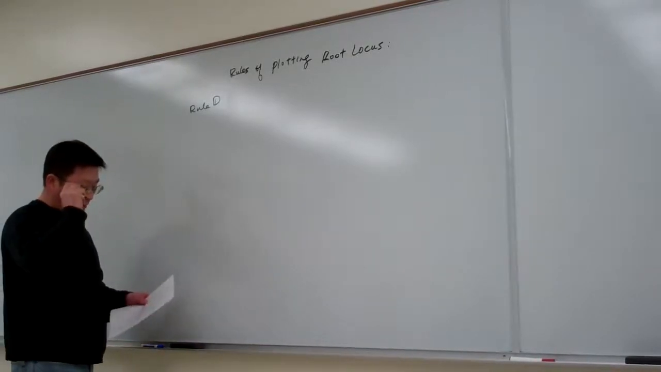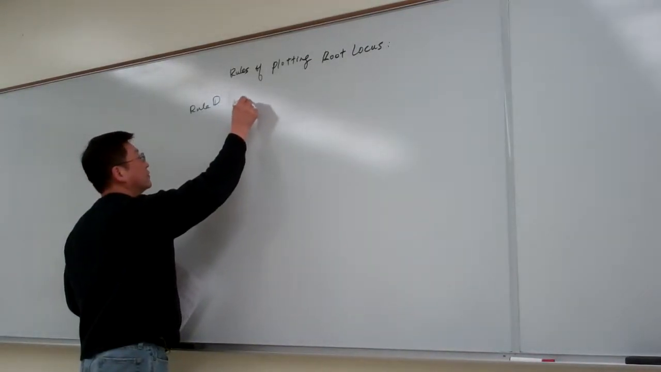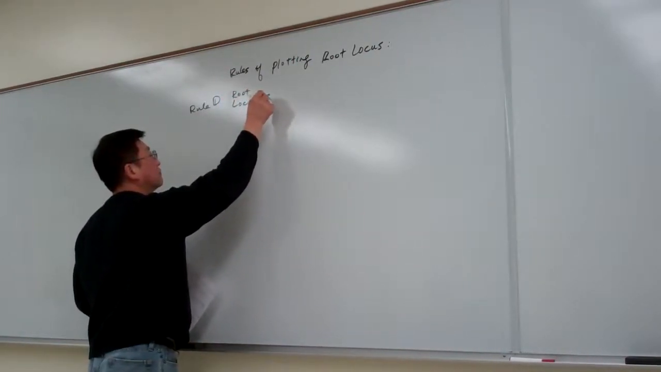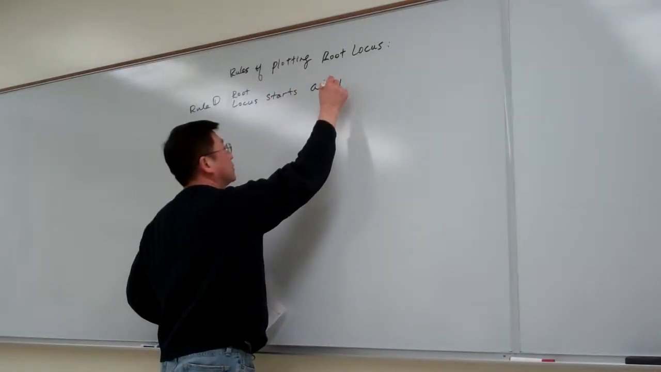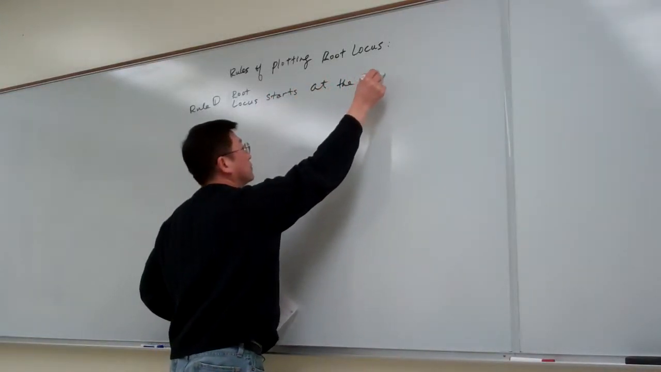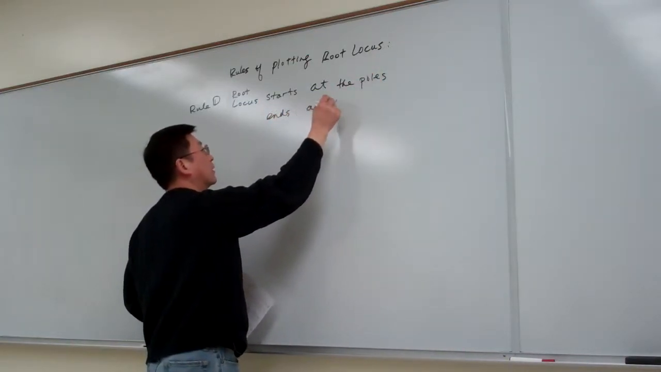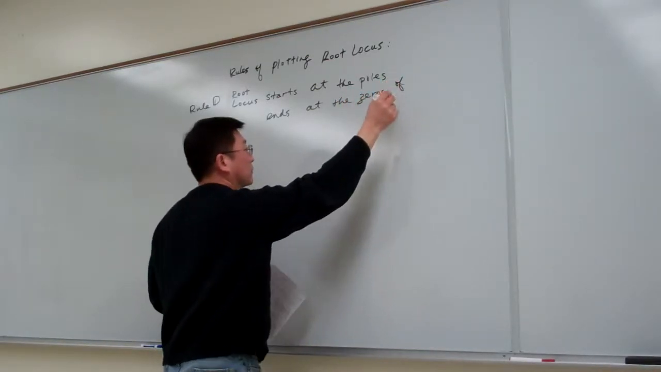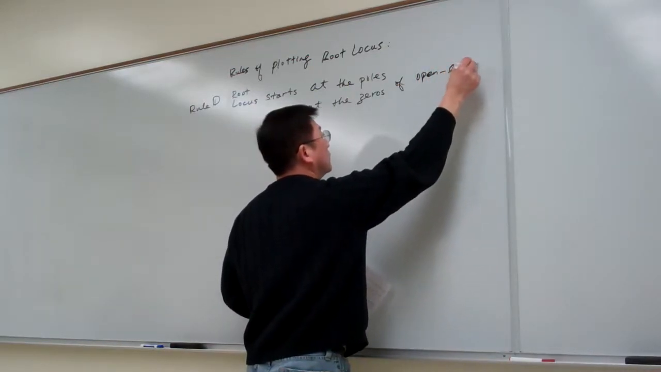The bigger rule one is the root locus starts at the poles and ends at the zeros of the open loop system.